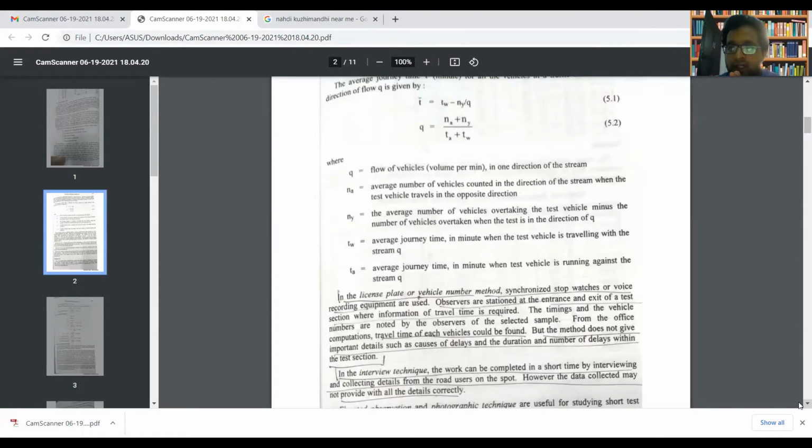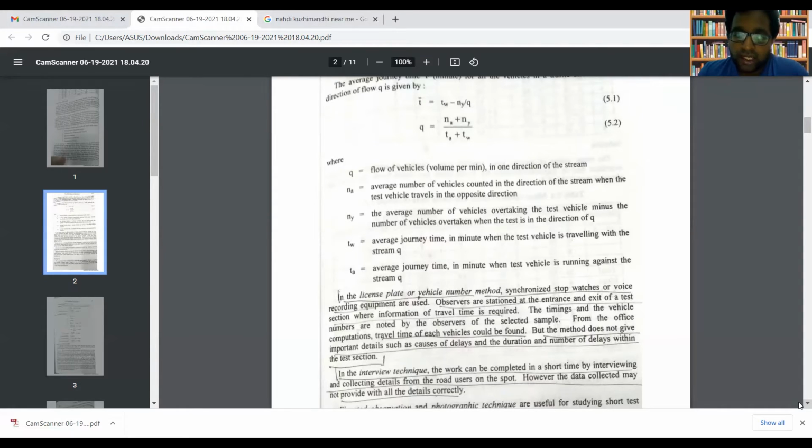Second method, the first method was the floating car method. The second method is the license plate method, also known as the vehicle number method. You have two synchronized stopwatches, and a voice recording equipment is also necessary. We have a test section. When we are conducting the study on one particular stretch of road, you consider it as the test stretch, and at the entrance and exit of the test stretch, observers will be stationed.